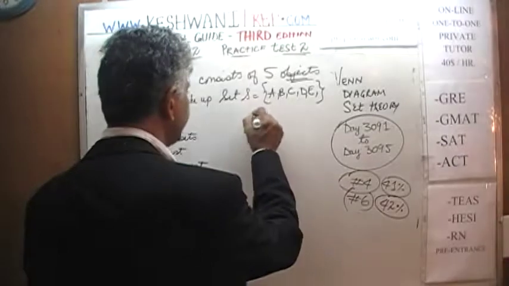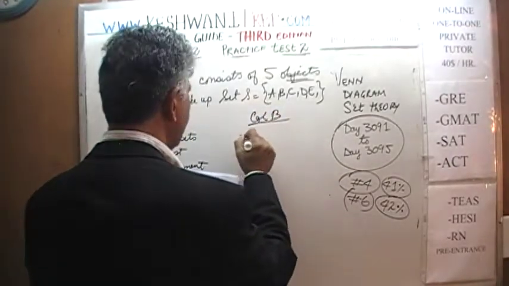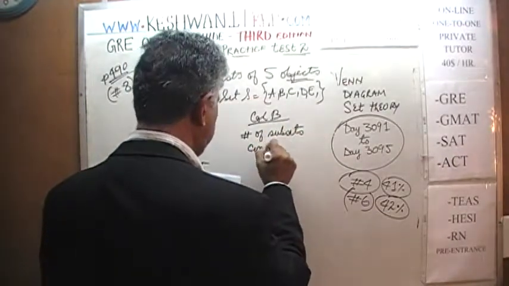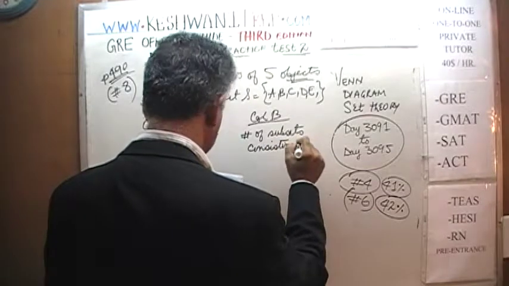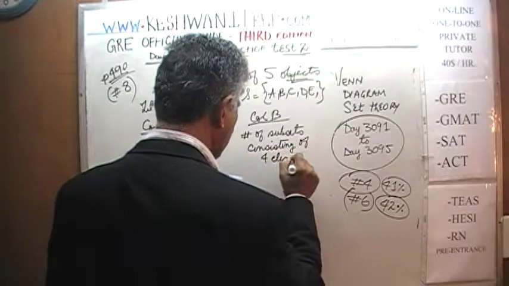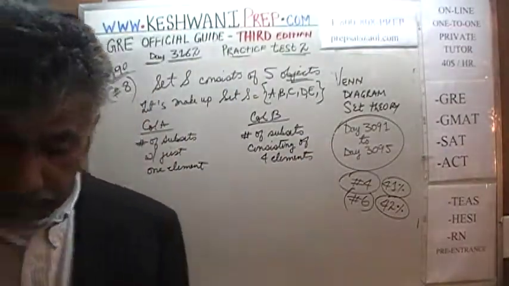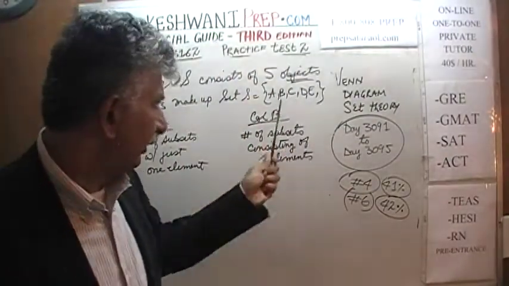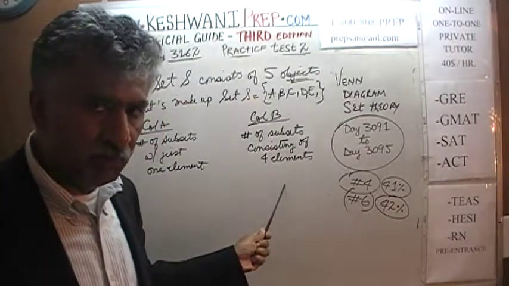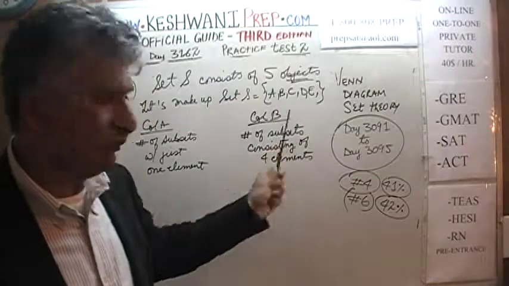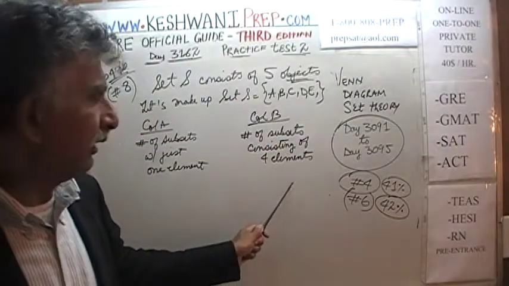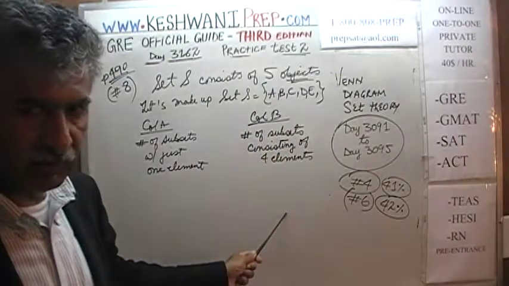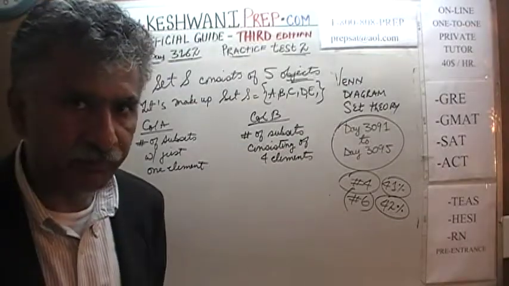Then in column B we have the number of subsets consisting of 4 elements. And of course, when they say subsets consisting of 4 elements, it's understood that it's 4 of these 5 elements, because it's a subset. Whatever set we put here with 4 members in it, it will be a subset of that. In other words, all the members of this set, whatever we put here, are present in this set. But the reverse is not true. All the members in set S are not going to be present in a subset, because set S is called a superset. Do you understand?